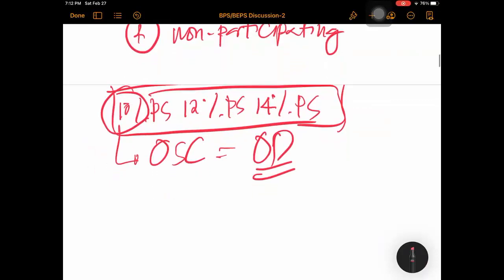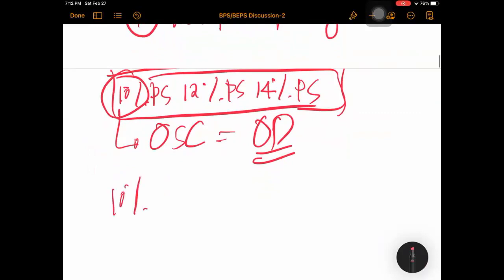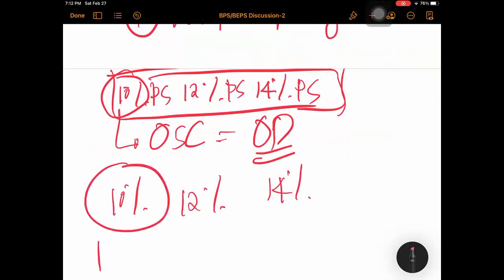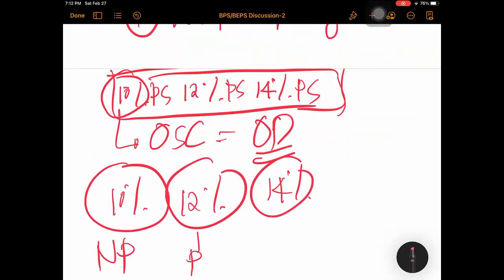Another illustration, what if you have three preference shares, 10%, 12%, and 14%? The 10% is non-participating, the 12% is participating, the 14% is participating. Is there an ordinary dividend? Yes or no?